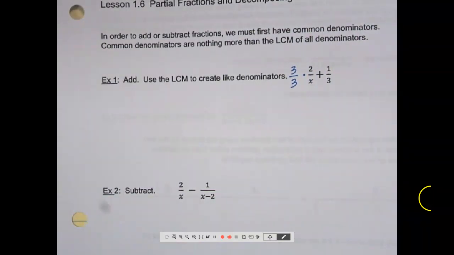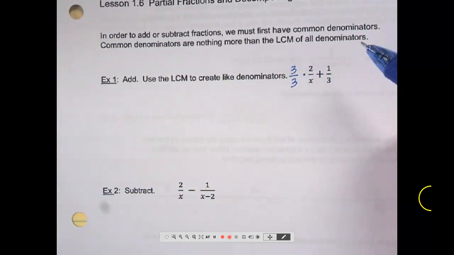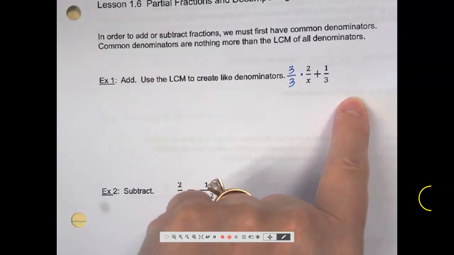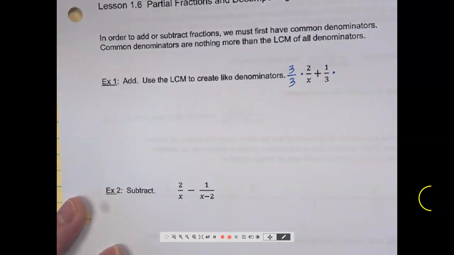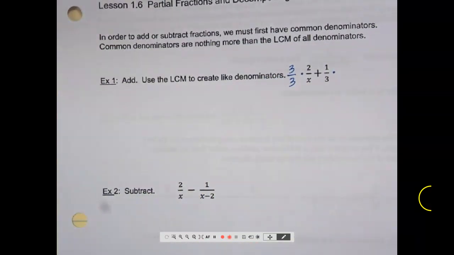Ooh, some people don't like that. Because what is 3 over 3? 1. If I multiply anything by 1, do I change its value? No. Okay, so that's the difference here. It's not an equation, so I can't say I'm going to multiply everything by 3. I can get common denominators, but I have to accomplish that by multiplying by some form of 1.